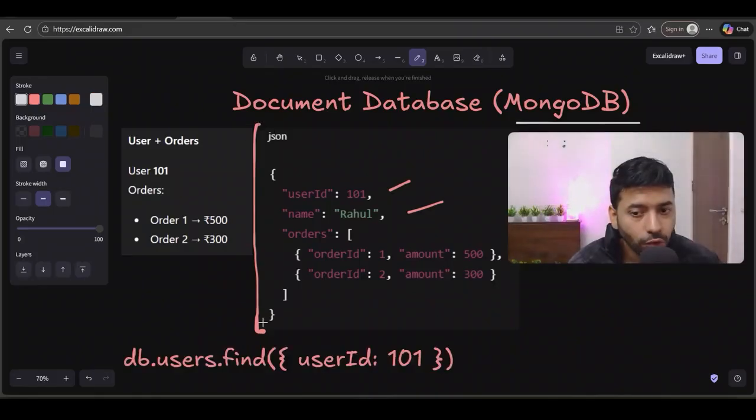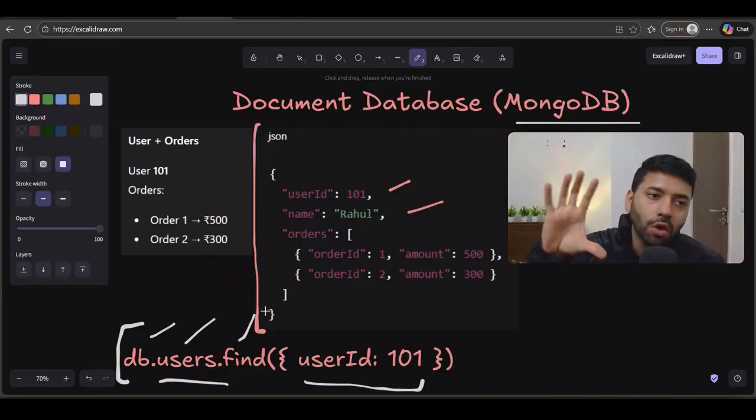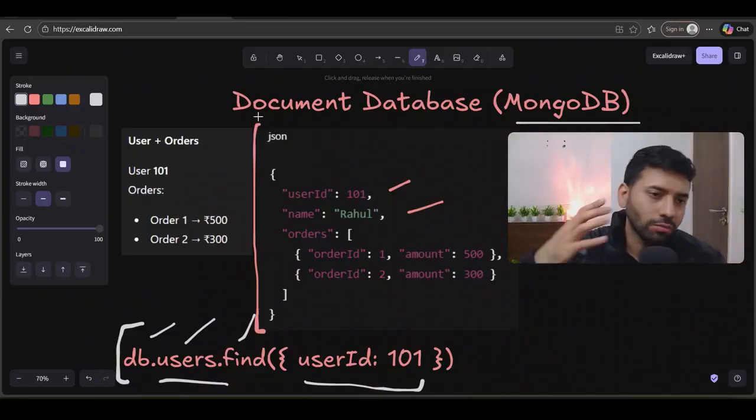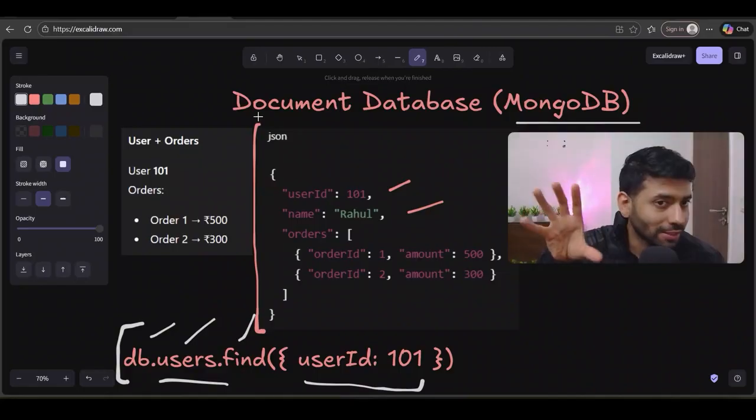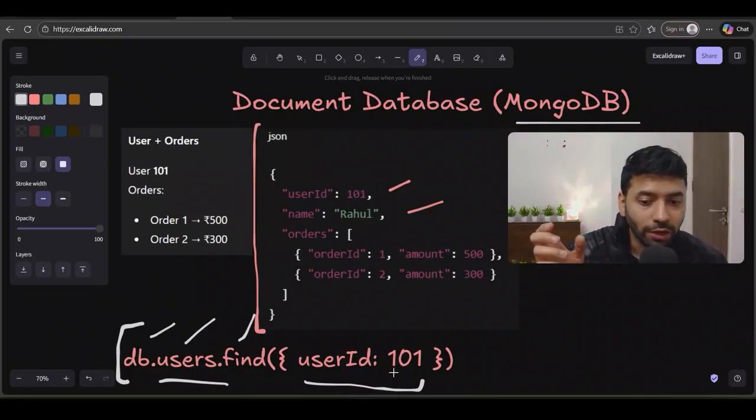Okay, so this was how we store the data, and this is how you read the data. You will do db.users, and then inside that you do .find and you pass the user ID here. So basically you can find inside the document as well. Okay, so users is kind of your, you can say, the overall document. Or in SQL terms you can say it is kind of your entity. Inside that you can basically find. So you can find based on user ID. You can also find for the orders here. So that's a good thing in document database.